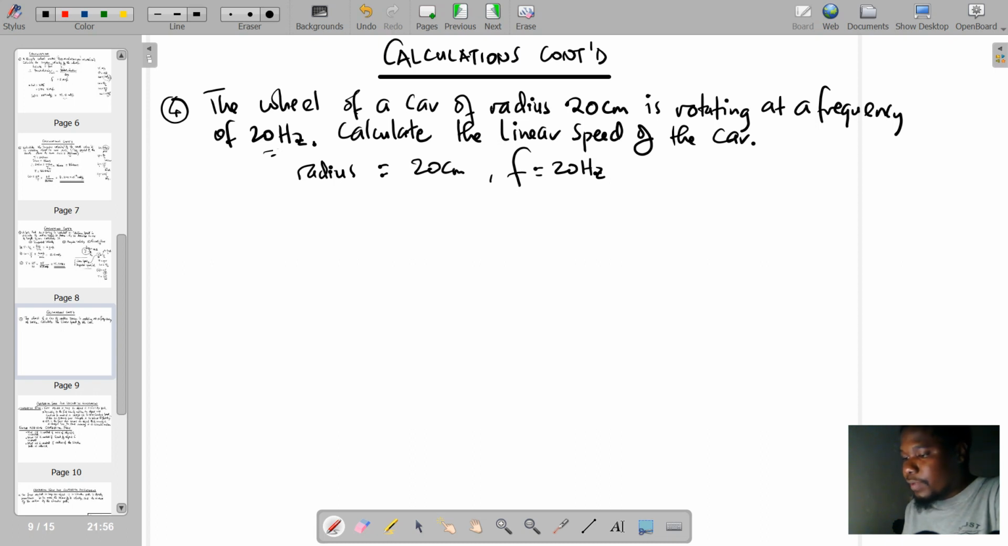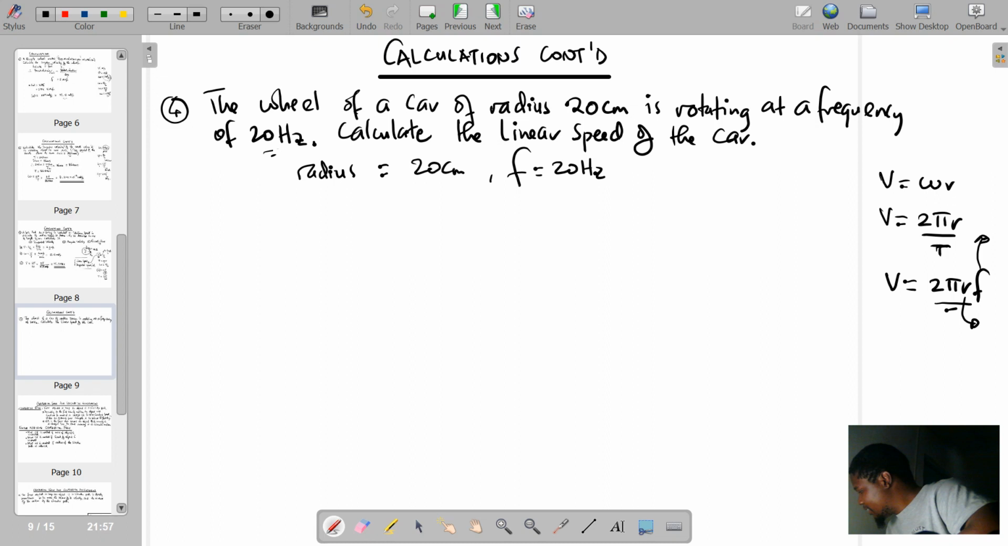So they want us to find the linear speed of the car. What relationships can we look at? Remember that V equals omega times R, which means that V is equal to 2 pi R over time period, or V equals 2 pi R F. So what do we have here? We have 2 pi and R. R is given. The frequency is also given. So we can end up calculating the linear speed.